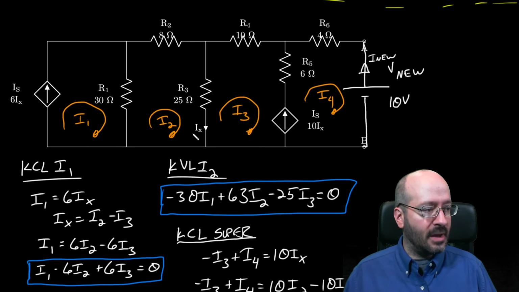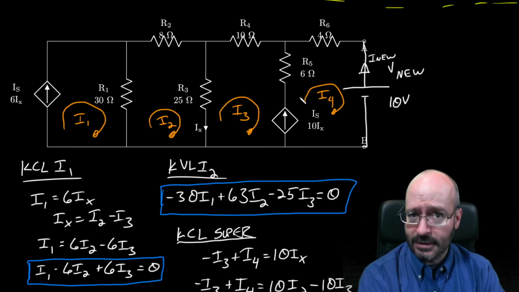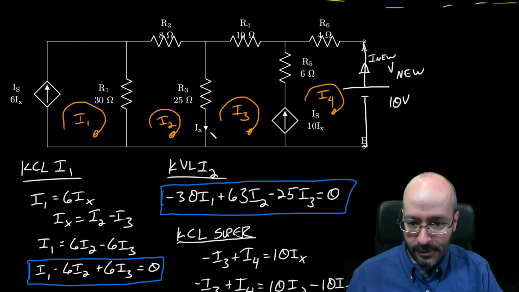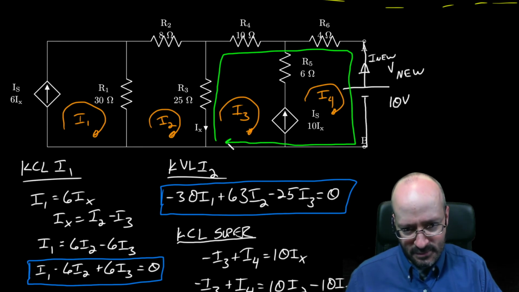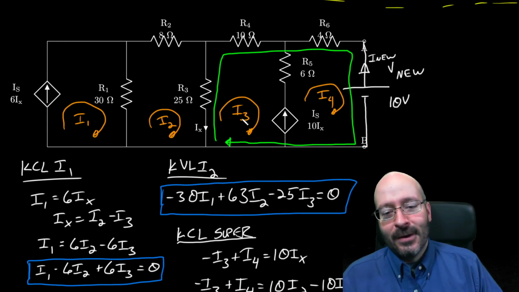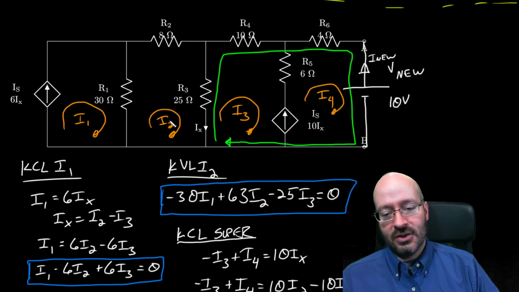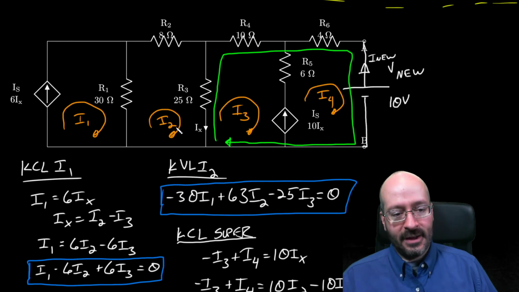Okay, the super KVL. So I got to go around here. Believe it or not, I can use a shortcut on this one. If you're comfortable using the shortcut on super loops, we can pull this off. So what does the super loop share with I1? Nothing. What does the super loop share with I2? It shares the 25. So it's going to be negative 25 I2.